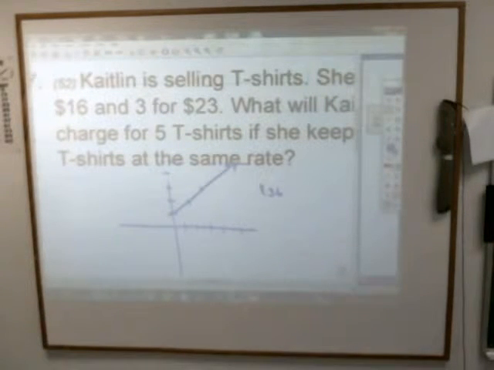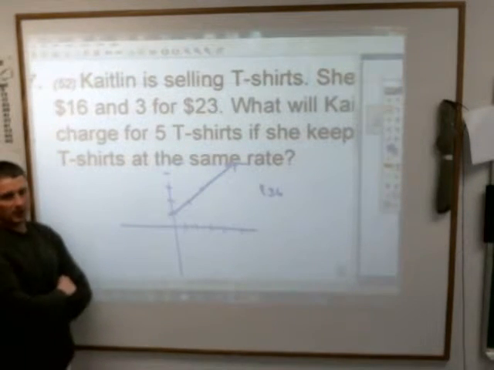What if you just know what the rate is? How many for $16, 2? $8 for each one, and then it goes down. For 3, it's only $7 for each one. So every time you add another one, they drop $1 off. That's what I did, and I got 36.